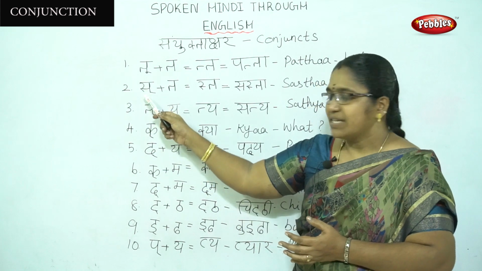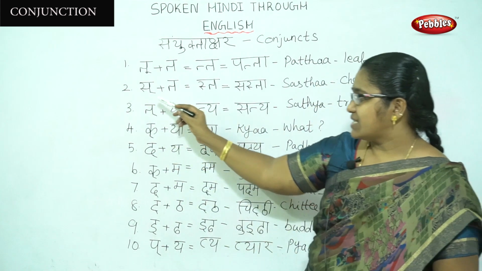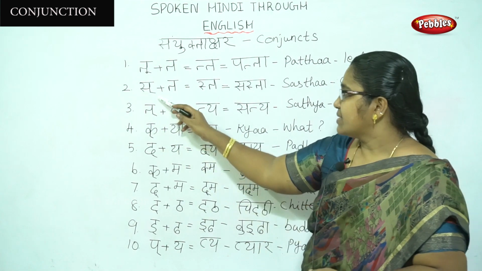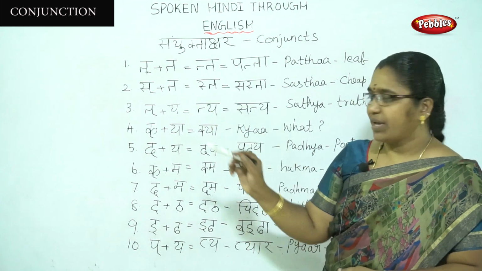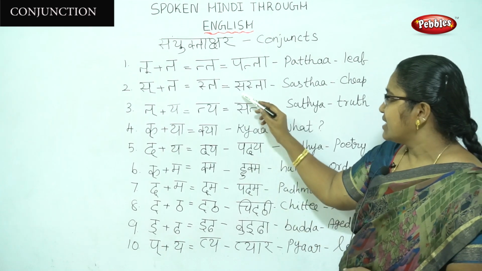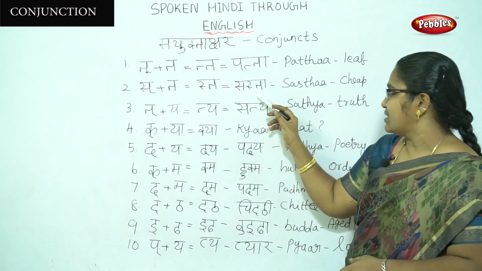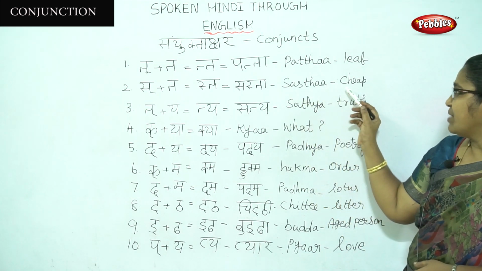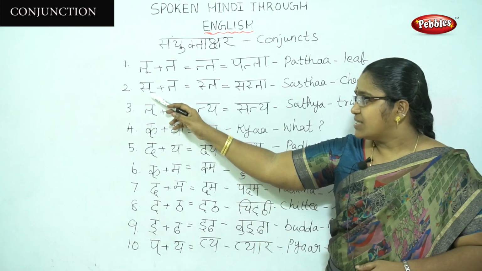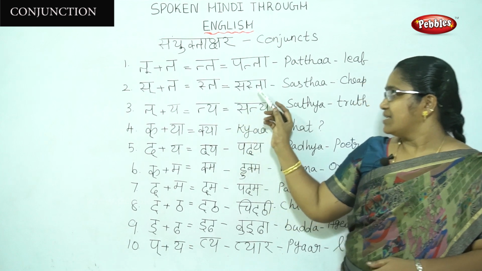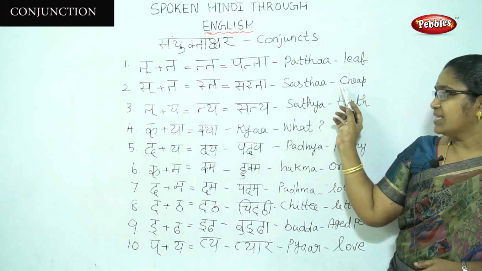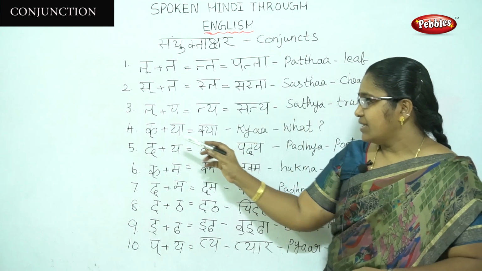Let us see the second one. Second one is is plus ta, ist. The word is sasta. The pronunciation is sasta. The meaning is cheap. Okay, is plus ta, ista, sasta. Pronunciation is sasta. The meaning is cheap.